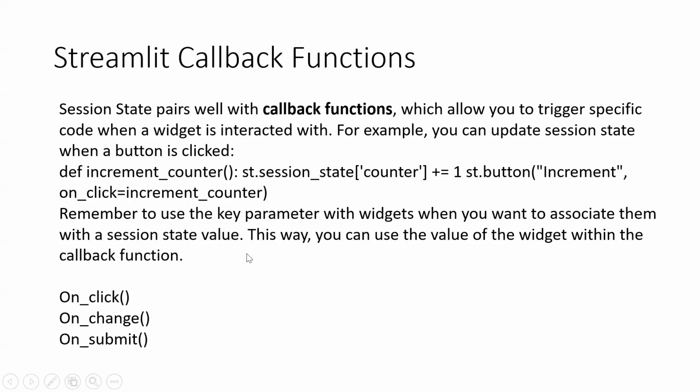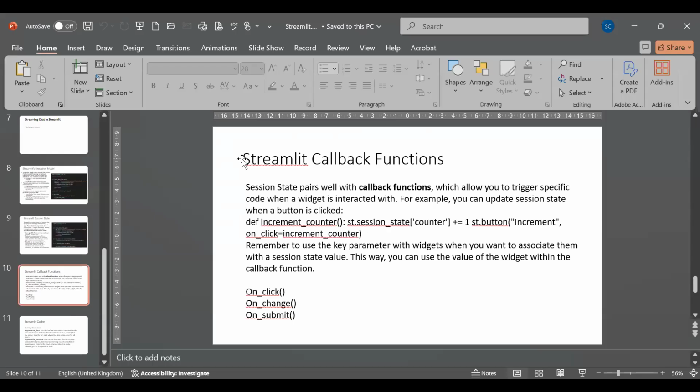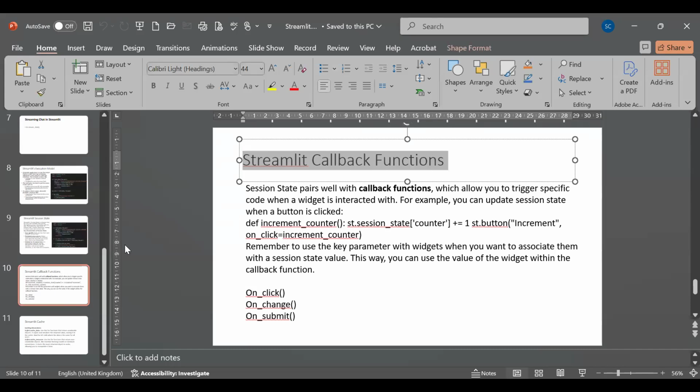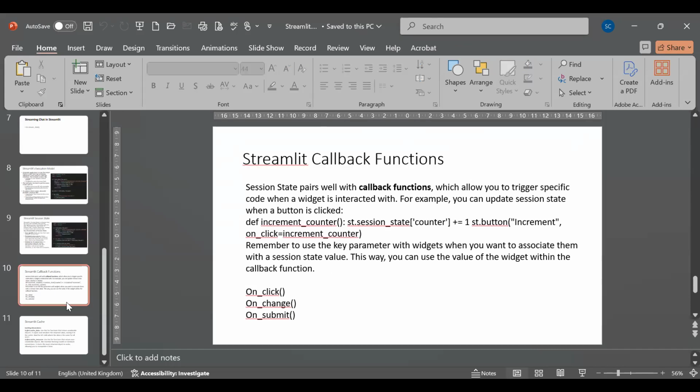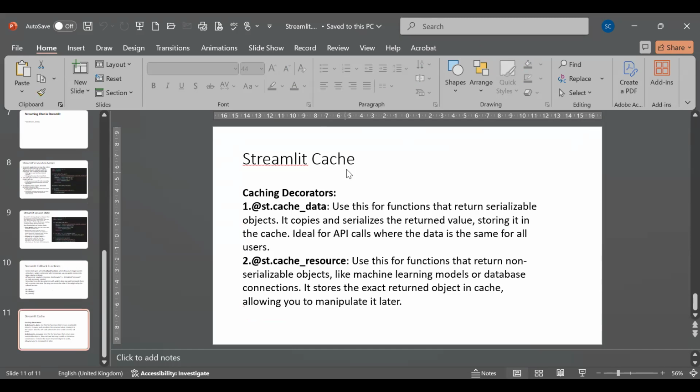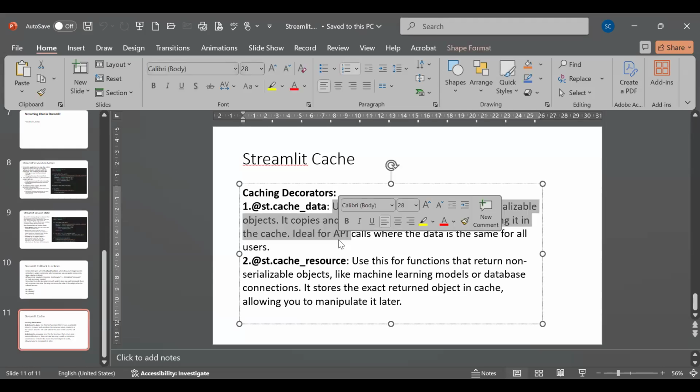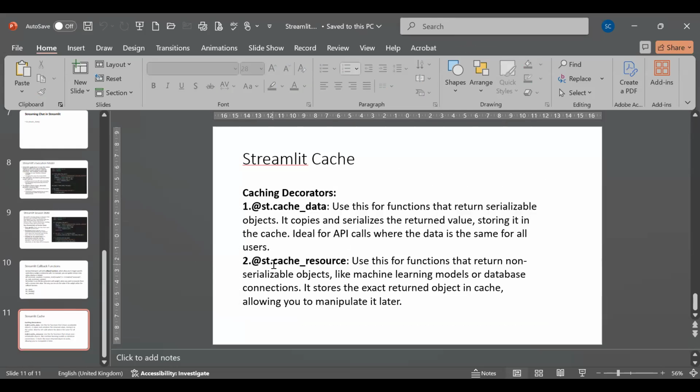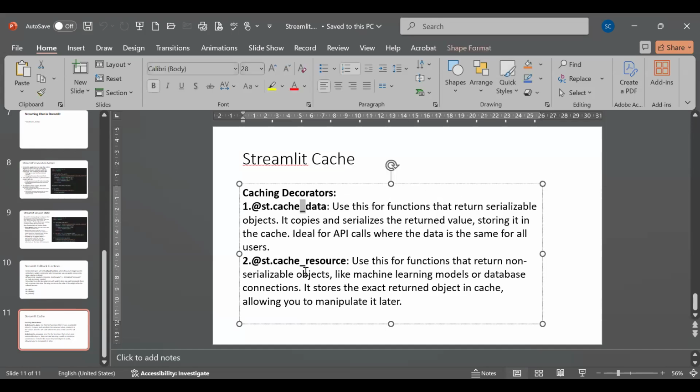I have videos also on my YouTube channel, so you can go through them if you're not able to do this yourself. And the last concept is Streamlit cache. This is pretty important, but you can give it a try. Streamlit cache is where we store the application level things, and it is of two types. One is cache data, and the other is cache resource.